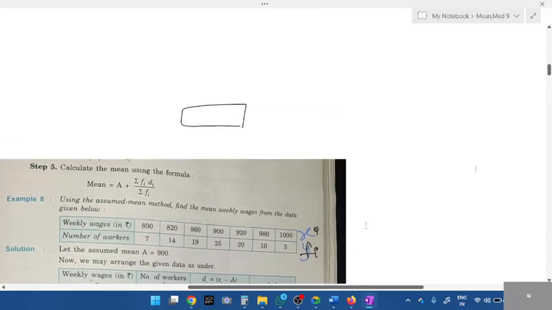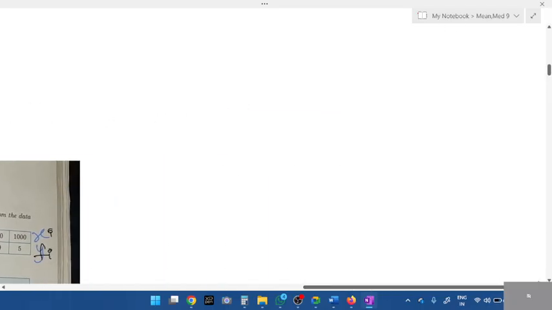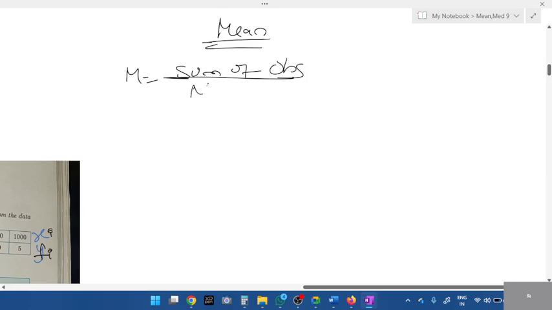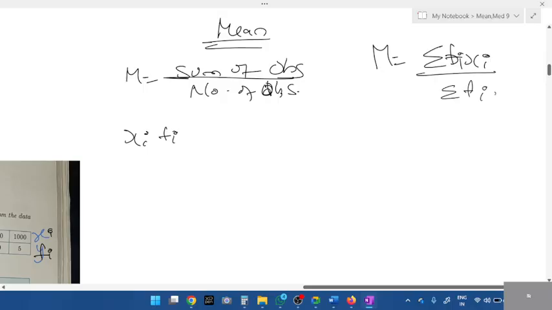Don't copy. First, tell me mean. What are the two different methods we have for mean, students? If you want to solve mean, what is the formula? Mean is equal to sum of observations divided by number of observations. This is only when one value is given, xi. When we have two values, xi, fi, then direct method, assumed mean method. For direct method, what's the formula? Summation of fi xi divided by summation of f.